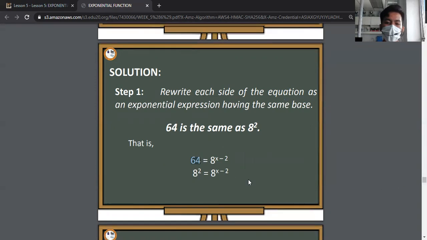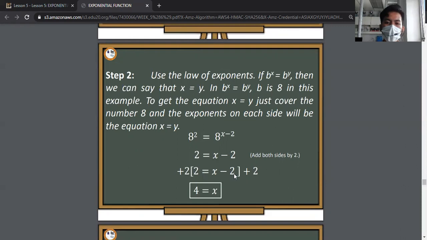Pag parehas na po ng base, pwede na po natin ma-simplify yung exponent po natin, which is 2 and x minus 2. So use the law of exponent. If b raised to x is equal to b raised to y, then we can say that x is equal to y. B is 8 in this example. To get the equation x is equal to y, just cover the number 8. The exponent on each side will be the equation x is equal to y.